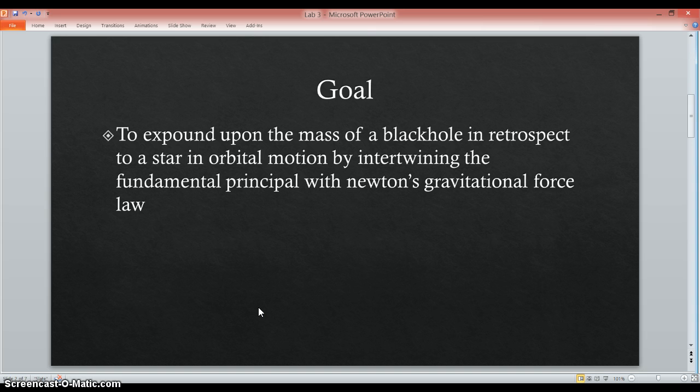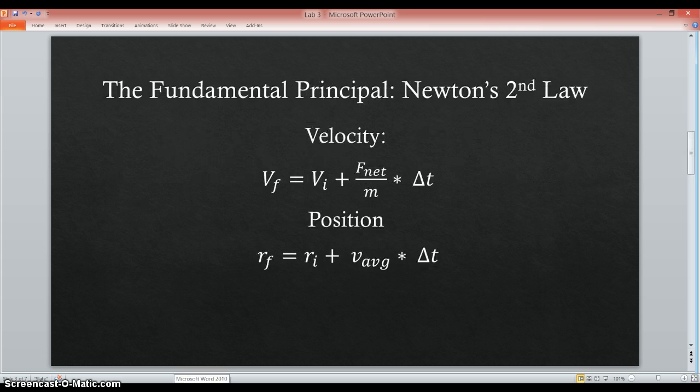It was shown that taking a backwards approach from position to the mass of the black hole was effective, as we were able to obtain the mass of the black hole. Once again, in this lab, the fundamental principle, Newton's second law, was used to update the position and the velocity as the star went around the black hole. The final velocity was calculated using the formula: the final velocity is equal to the initial velocity plus the net force divided by the mass times the change in time. Also, the position was constantly updated, with the final position equaling the initial position plus the average velocity times the change in time.